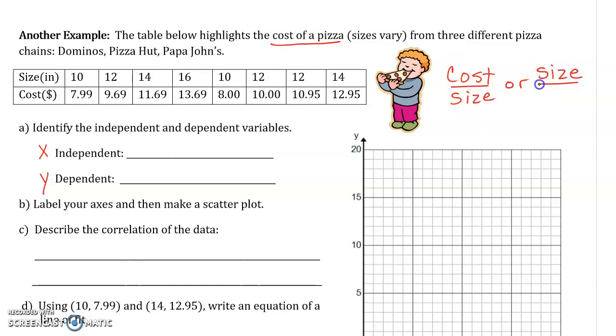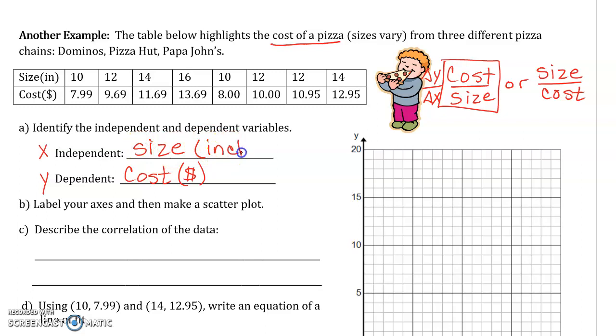Think about which one makes more sense to you. And hopefully you're choosing cost per size. So cost per size would tell us that it's the change of y over change of x. So our y is our cost in dollars, and our x would be the size, the unit being inches.